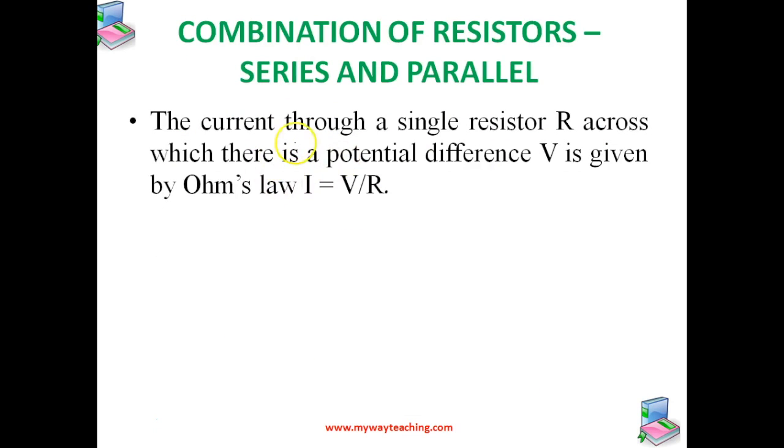Now let us study the combination of resistors, series and parallel. The current through a single resistor R across which there is a potential difference V is given by Ohm's law, that is I is equal to V by R. Resistors are sometimes joined together, and there are simple rules for calculating the equivalent resistance of such combinations when they are simply joined together.